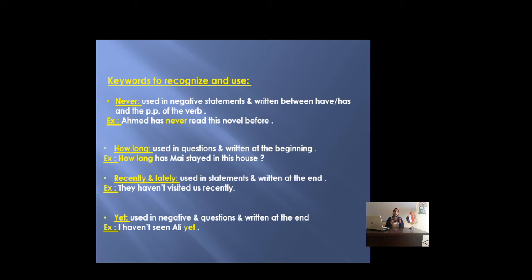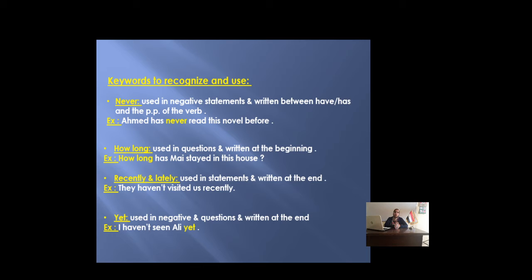Recently, lately, and yet. All three of them come at the end of the sentence, but they are very, very sad because of what? Because of this. Recently and lately are used in the statement and written at the end. What do they mean? We have recently, it means that it's not from a very long period. For example, when I say they have invented mobile phones recently, what does it mean? It means that it's about 20 years, something like this.